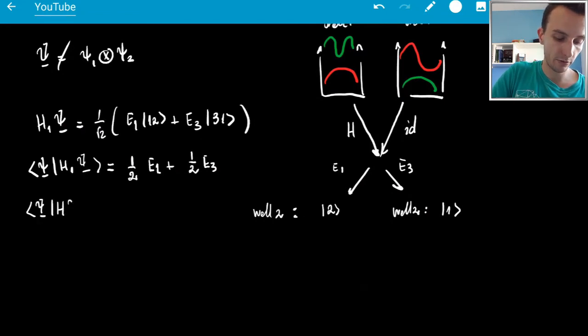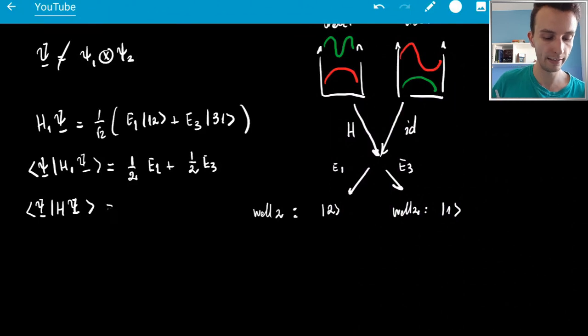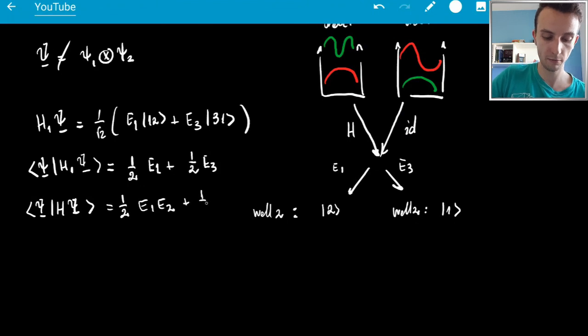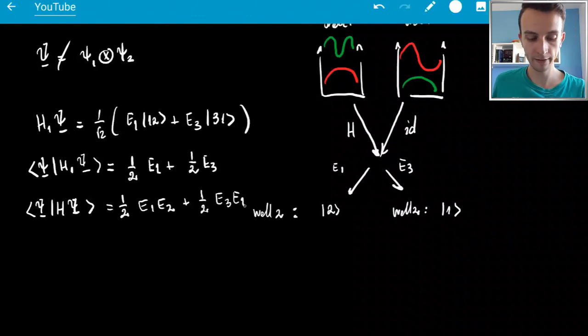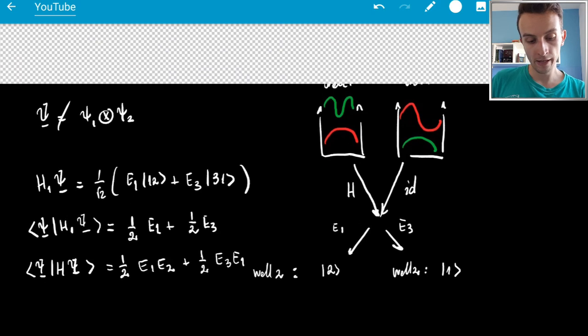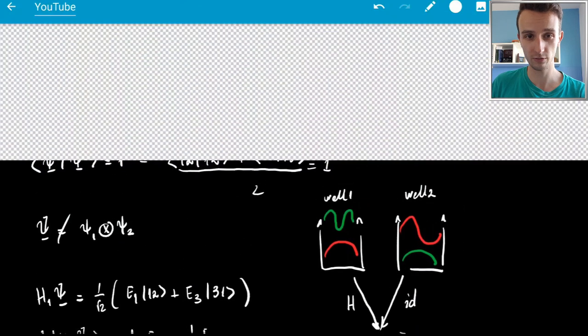Maybe it would be interesting to just do this as well. So that's the whole Hamiltonian of H1 and H2. So we evaluate the energy in both, and we'd get 1/2 E1 E2 plus 1/2 E3 E1. So the total energy is either going to be E1 E2 or E3 E1. This doesn't really illustrate any entanglement behavior. I just wanted to show you that as well. Yeah, I guess it could be interesting if you didn't know which particle you're measuring.